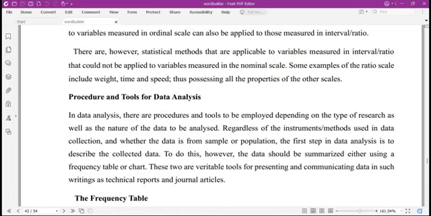To do this, however, the data should be summarized either using a frequency table or chart. These are two veritable tools for presenting and communicating data in such writings as technical reports and journal articles. You talk about your frequency table, your data. When you're collecting data, you collect randomly. Some numbers may occur more than the other numbers. That's where the frequency table comes into place. Frequency table and charts.